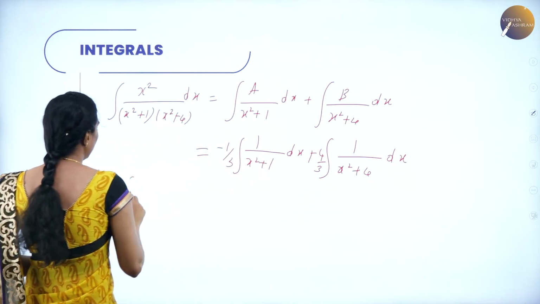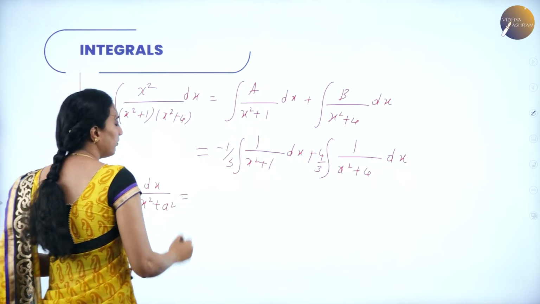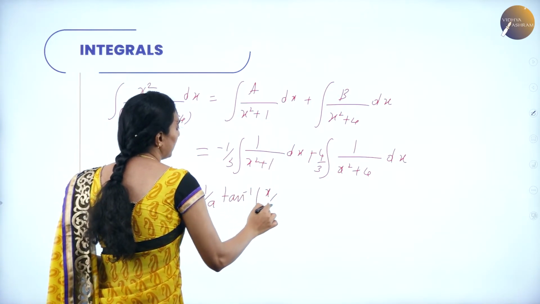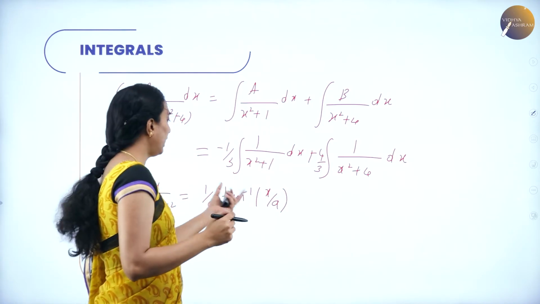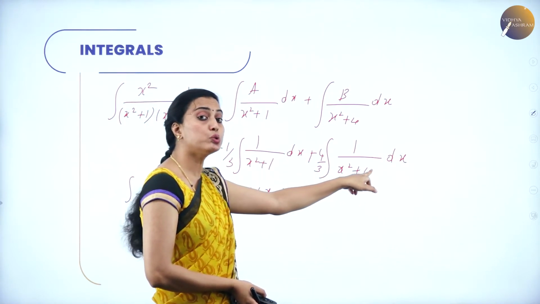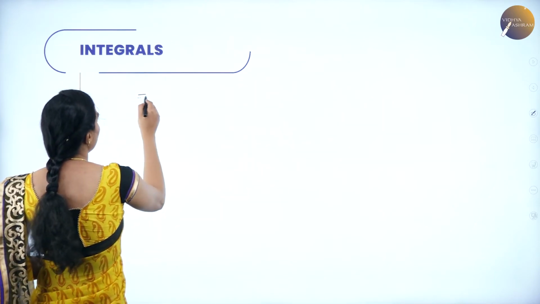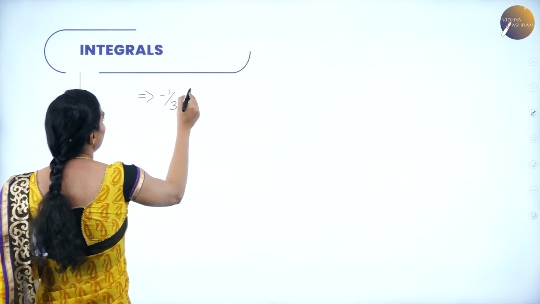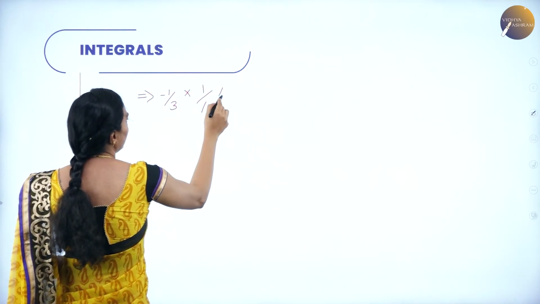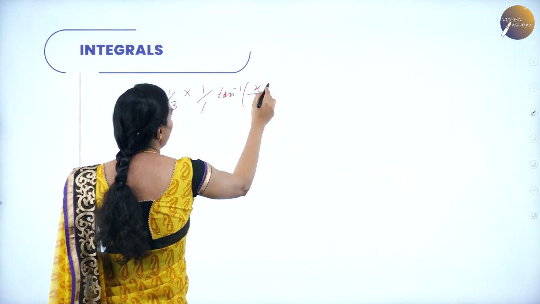Now dear students, this is also of the form x squared plus a squared. So you know that the integral of dx divided by x squared plus a squared is given by the formula 1 by a into tan inverse of x by a. Here a replaces 1, and here a replaces 2 squared, which is 2. Understood? So writing accordingly, it becomes minus 1 by 3 into 1 by 1 into tan inverse of x by 1, x only.